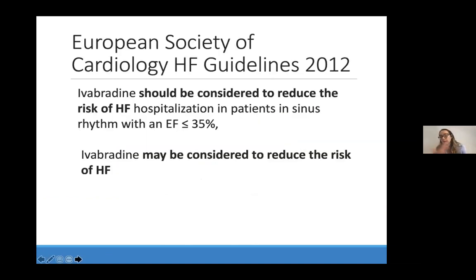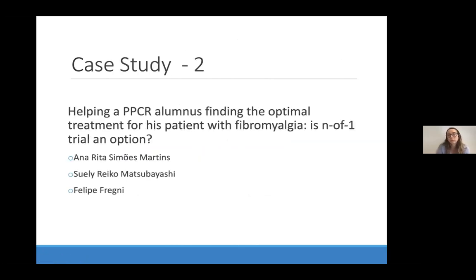So now in the cardiology guidelines, ivermectin should be considered to reduce the risk of heart failure hospitalization in patients with sinus infection, right? And the effect size here is bigger, other trials were made, and it could be considered to reduce the risk of heart failure. So now it's an accepted medication that they use, okay?